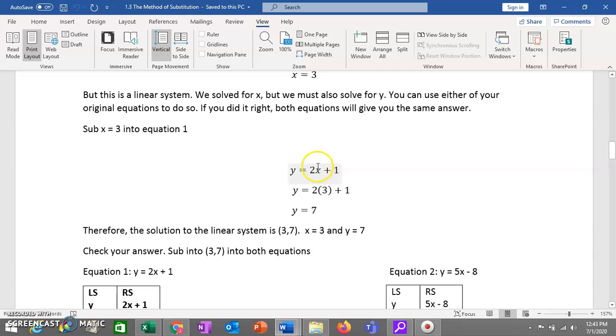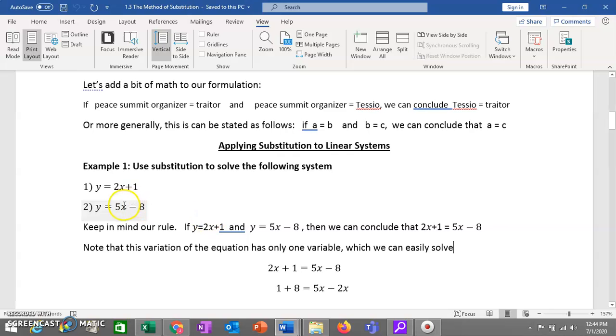So I know that if I plug 3 into here, 2 times 3 plus 1 equals 7. So if 3 goes into this equation, y equals 7. What if I put 3 into the other equation? 5 times 3 minus 8. 5 times 3 is 15, and 15 minus 8 is 7. So yeah, it works, right? If I put 3 into this equation or 3 into that equation, I get the same y.